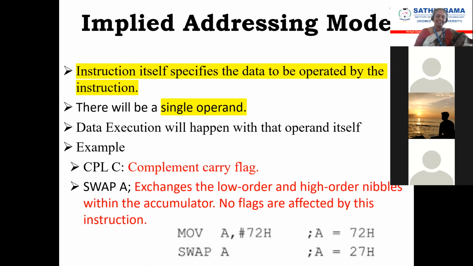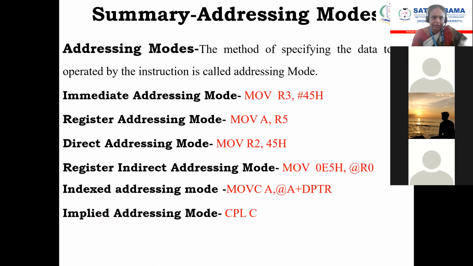So we have discussed all the types of addressing modes. I told you addressing modes are one of the important 16-mark questions in the second unit. So I have given the summary of addressing modes. What is addressing mode? I have told you, it is how we specify the data and how we operate on the data. That is called the addressing mode. So we have 6 types of addressing modes.